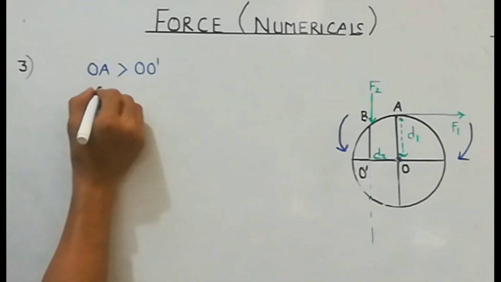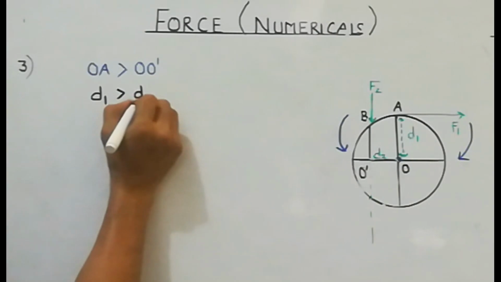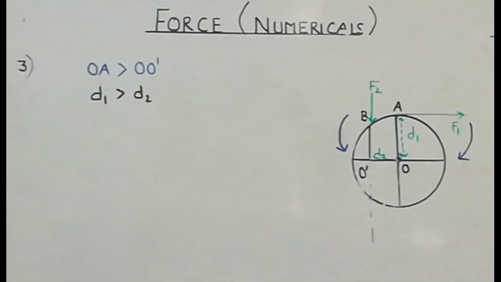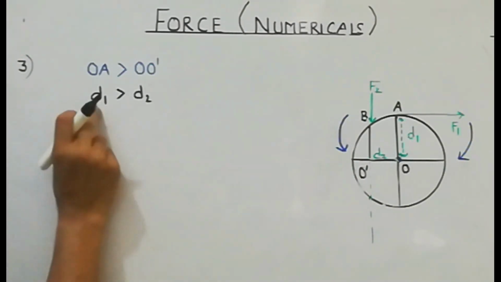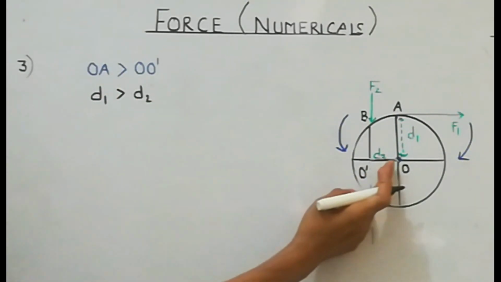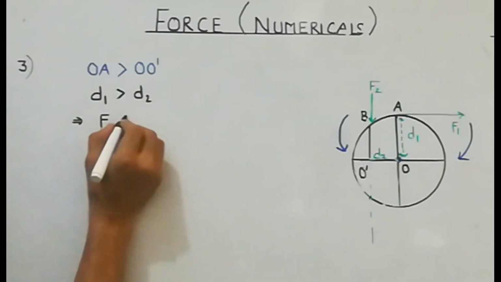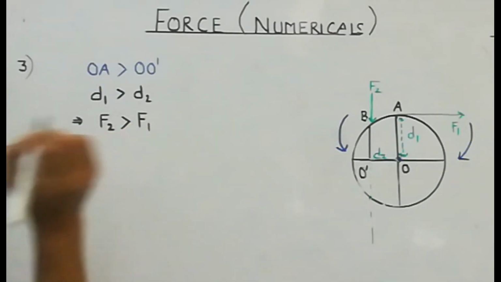So D1, that is the distance of the first force, is more than the distance of the second force from the point of rotation, and we know that the greater the distance from the axis of rotation, the less is the force required to rotate the body, right? So which distance is greater? D1. So the force corresponding to D1 will be less, and the force corresponding to D2 will be more. So from here you can say F2 is greater than F1.